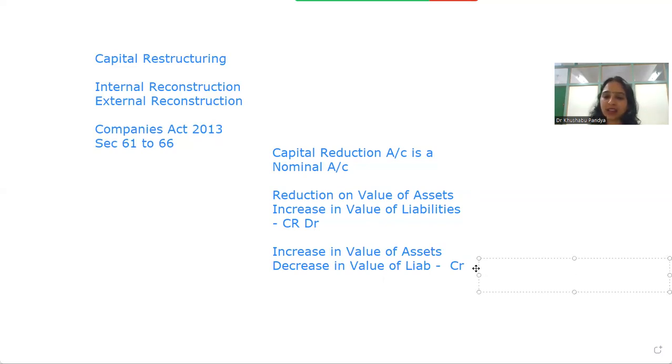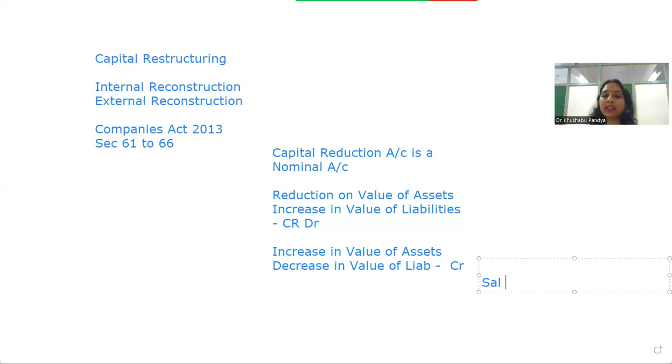In case there is a sale of assets, if the sale value is higher than the book value, then there would be a profit transferred to the capital reduction account. If the sale value is less than the book value, a loss would be recorded on the debit side of the capital reduction account. So all these losses and fictitious assets are transferred to the capital reduction account debit side, and at the end they are written off. If there is a surplus, that is, the capital reduction credit balance is higher, then it will be transferred to the capital reserve account. So under internal reconstruction, this entire process takes place.